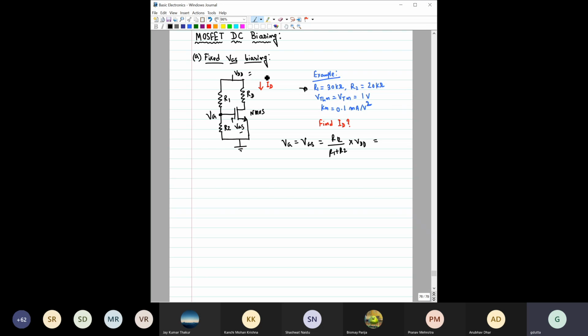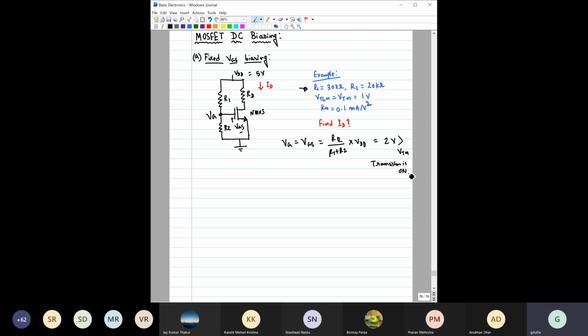I forgot to mention the value of VDD. VDD should be equal to 5 volt here. Just put 5 volt here. That would give you that VG, gate voltage, equal to 2 volt. So this gate voltage is obviously greater than this VTN. So obviously the transistor is on.